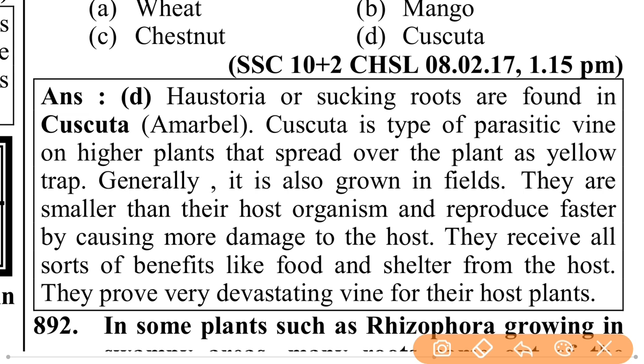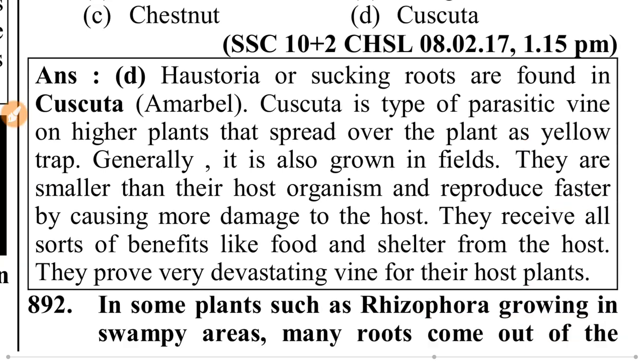Cuscuta is a type of parasitic vine on higher plants that spreads over the plant as a yellow trap. Generally, it is also grown in fields. They are smaller than their host organism and reproduce faster, causing more damage to the host. They receive all sorts of benefits like food and shelter from the host. They prove a very devastating vine for their host plant.